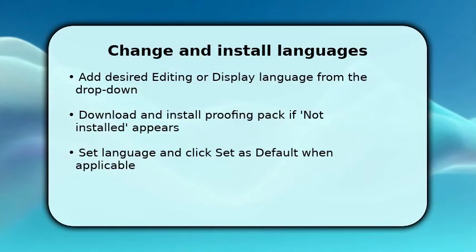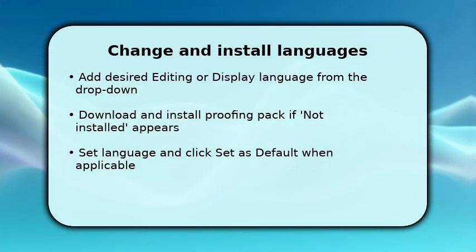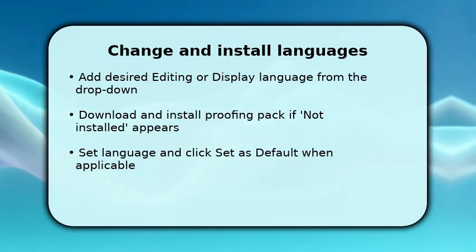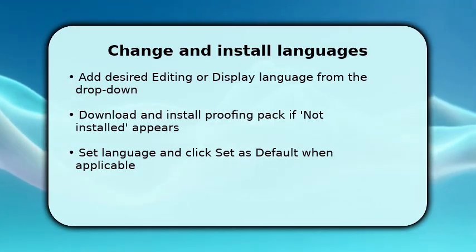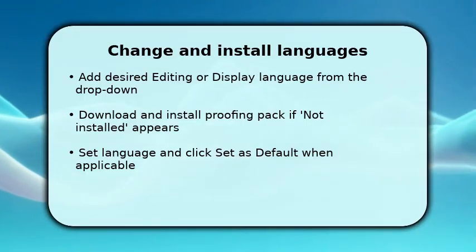all Office apps. Once in language settings, add the desired language to editing or display using the Add a Language button, because you need it listed before setting defaults. If a language shows not installed, click its link to download the proofing tools. This ensures spell check, grammar, and hyphenation work.